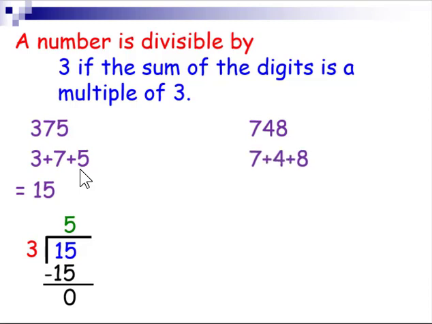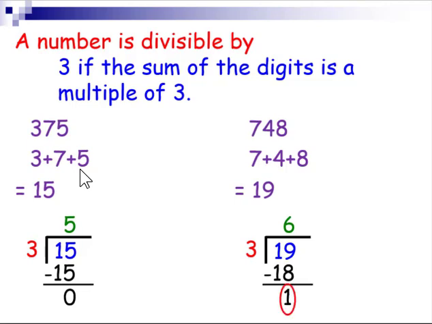Let's take a look at the next example. 7 plus 4 plus 8 is equal to 19. Is 19 divisible by 3? Well, 3 goes into 19 6 times. 6 times 3 is 18. 19 minus 18 is 1. So since we have a remainder, it is not divisible by 3. So the number which is divisible by 3 is 375.